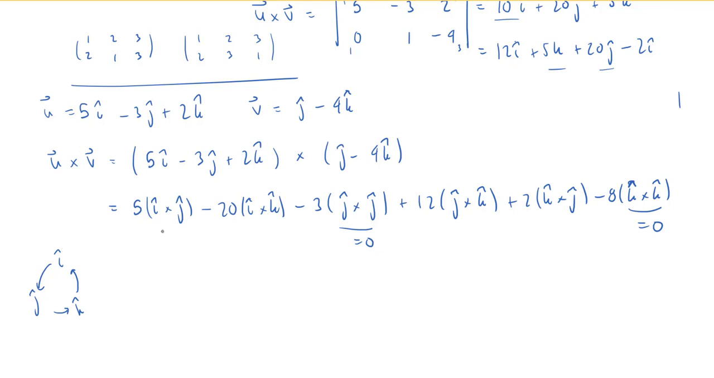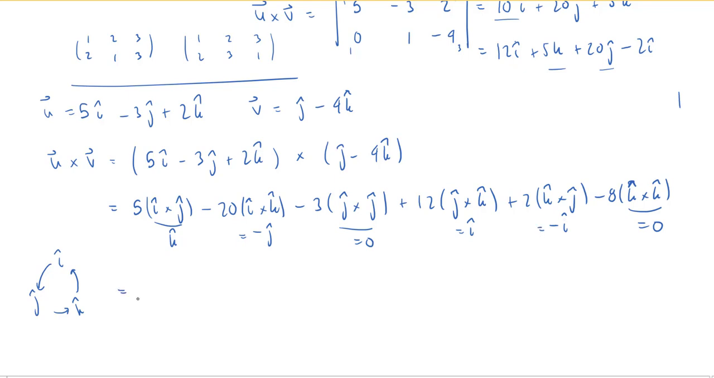Okay, so i cross j from here is equal to k. And i cross k, well, that's going backward, so it'll be negative j. And j cross k, that's going forwards, you get i. K cross j, well, you're going backwards, you'll get a negative i. All right, so we've got everything.